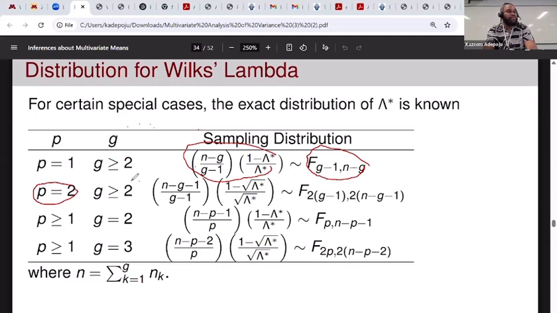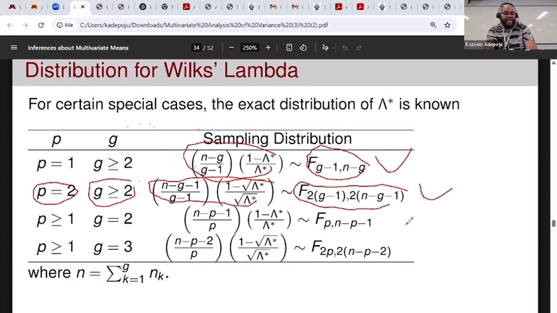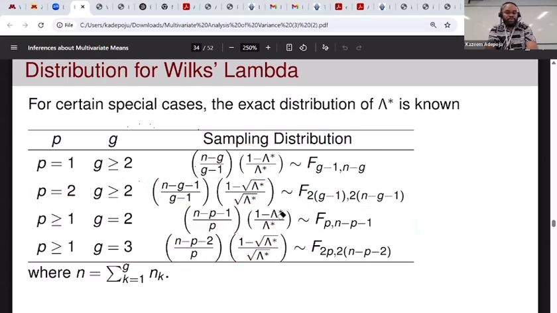If p equals 2, you have two variables and two or more groups, then your test statistic becomes that, and this is what you're going to check. You are checking from the F table, except that you are checking a different degree of freedom. And of course, you can see the formula. So if I give you an assignment on this, you need to be able to know the appropriate test statistic to use, and that depends on the number of variables and the number of groups.